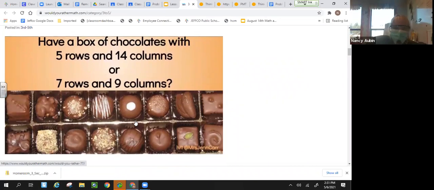Would you rather have a box of chocolates with 5 rows and 14 columns, or a box of chocolates with 7 rows and 9 columns? Now you got to pretend you really like chocolate. So your job right now is to figure out which one would be more. Do your work on your board. Hold it up when you have it. 5 rows with 14 columns or 7 rows with 9 columns?